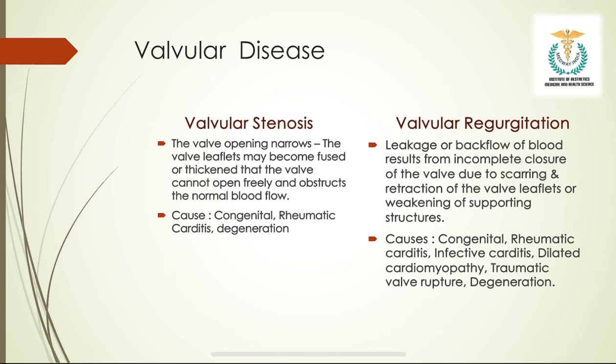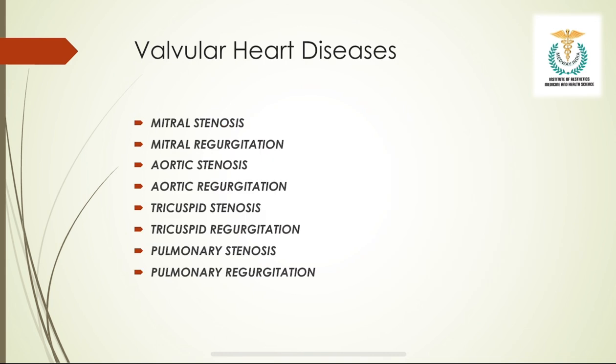So what is the effect of valvular regurgitation? In regurgitation, the heart pumps the same blood twice as the blood comes back to the chamber. Because of the leakage, the blood comes backwards and the chamber will dilate to accommodate more blood. So eventually this can also lead to heart failure. So this is valvular stenosis and valvular regurgitation.